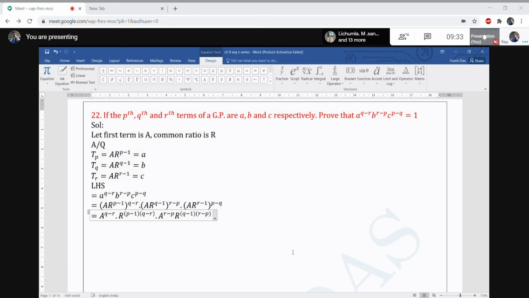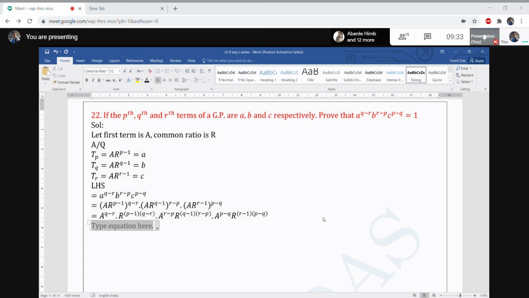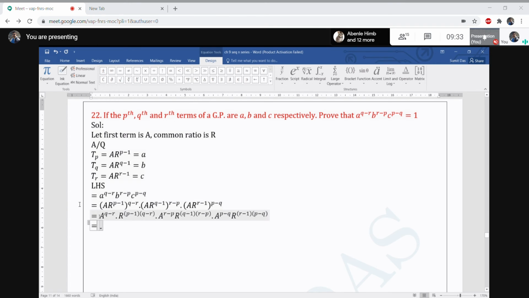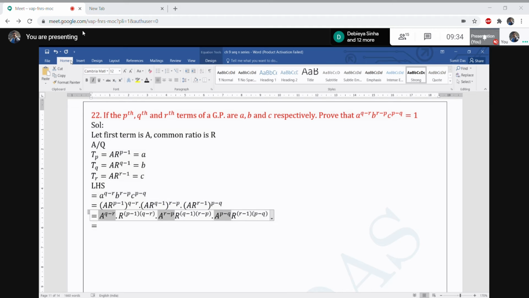Then A to the power, it will be P minus Q, into R to the power R minus 1 into P minus Q. Now what I will do, I will take all the A together, all the A together.